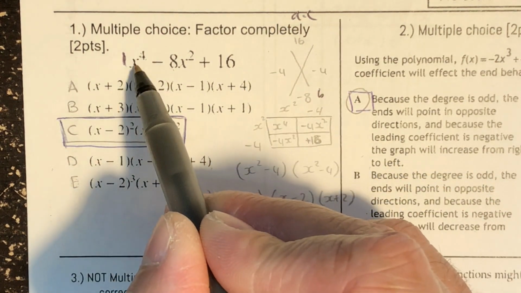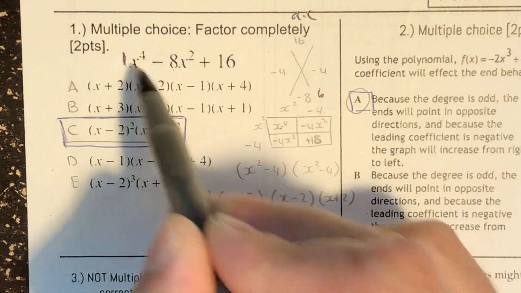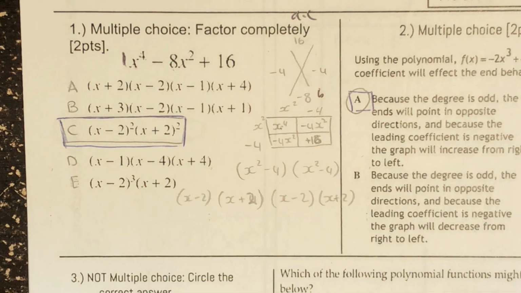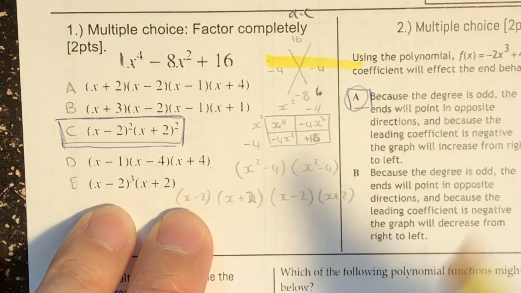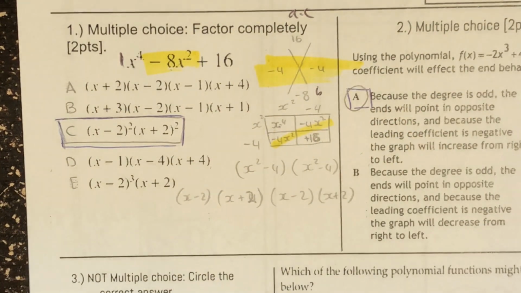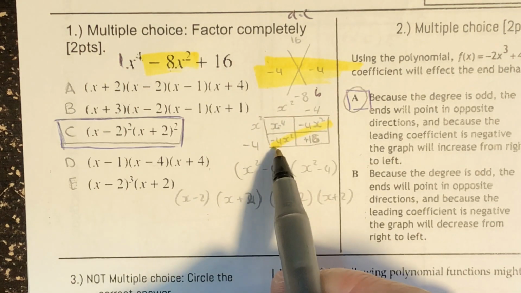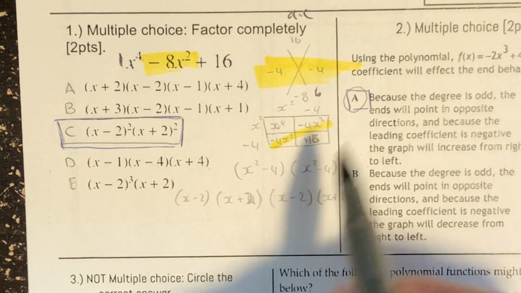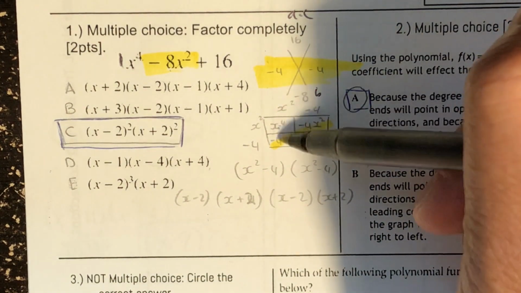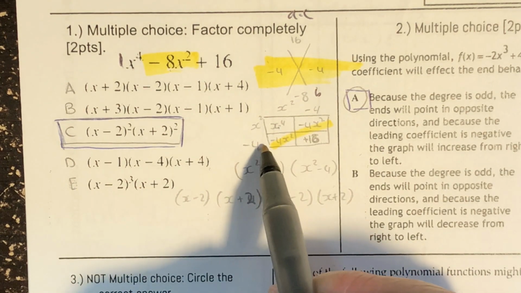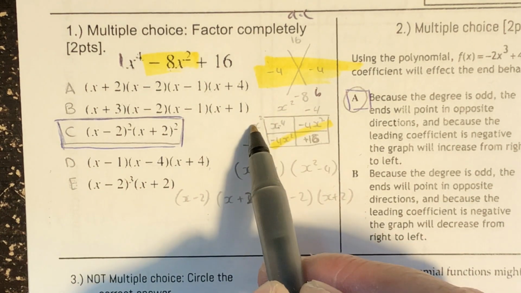So the first term in the box always has x to the fourth, always. 16 is the last term, which always goes to the bottom right. And then these two are essentially splitting that middle term, so they will always go in these two. So that gives you negative 4x squared and negative 4x squared. And then you just take out your common factor. x squared minus 4, minus 4.